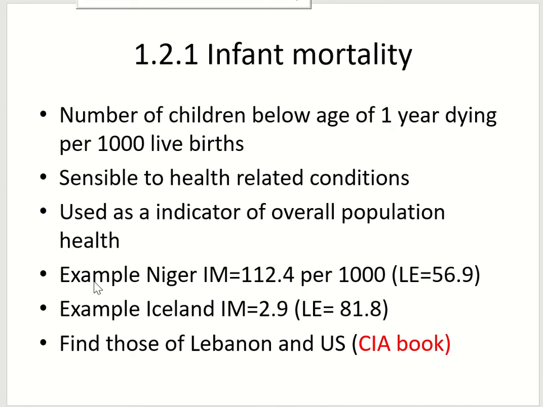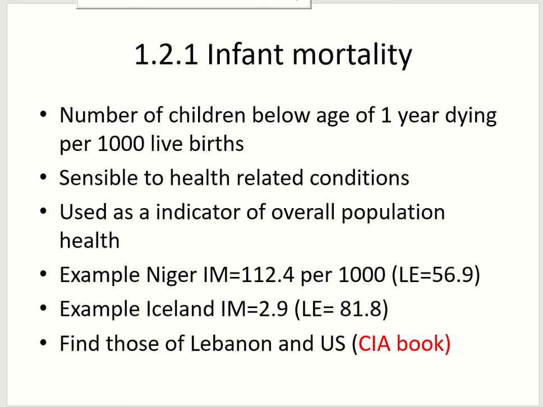So I have Niger, infant mortality is 112 per thousand. So you can imagine for every 1,000 live births, 100 die. So this is around 10%, which is quite high. And just to give you an idea of the situation in Niger, I'm also reporting the life expectancy, which is about 57 years, which is low.